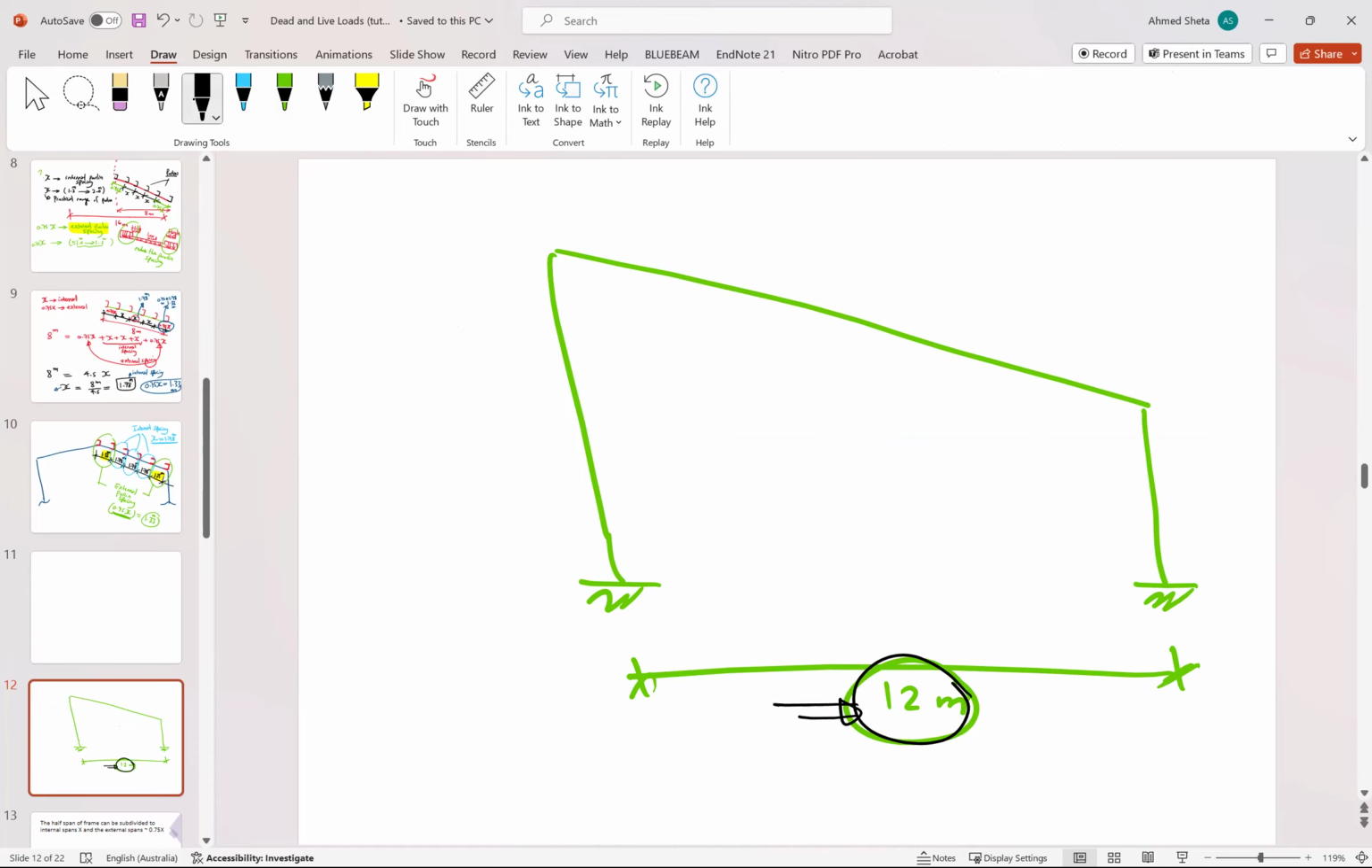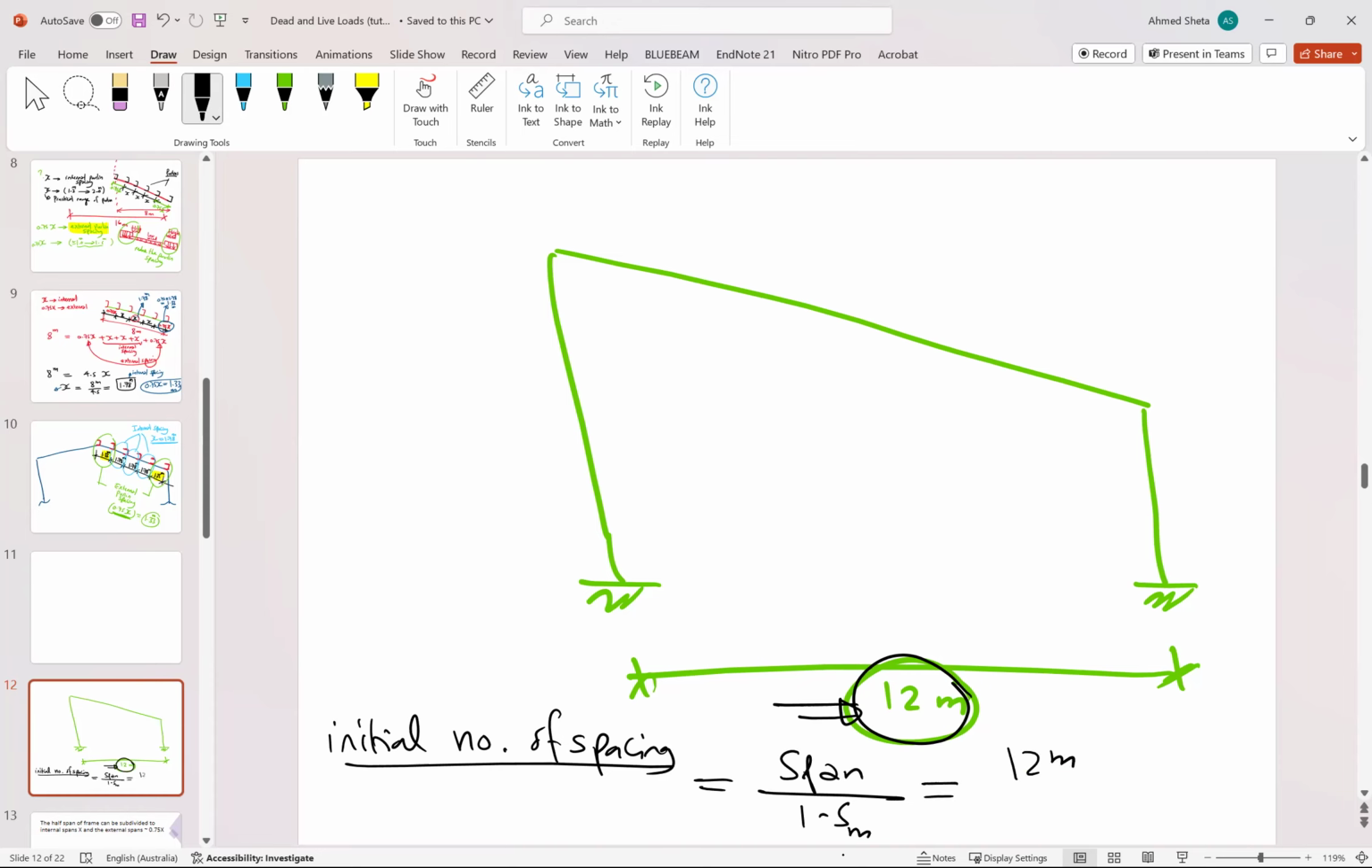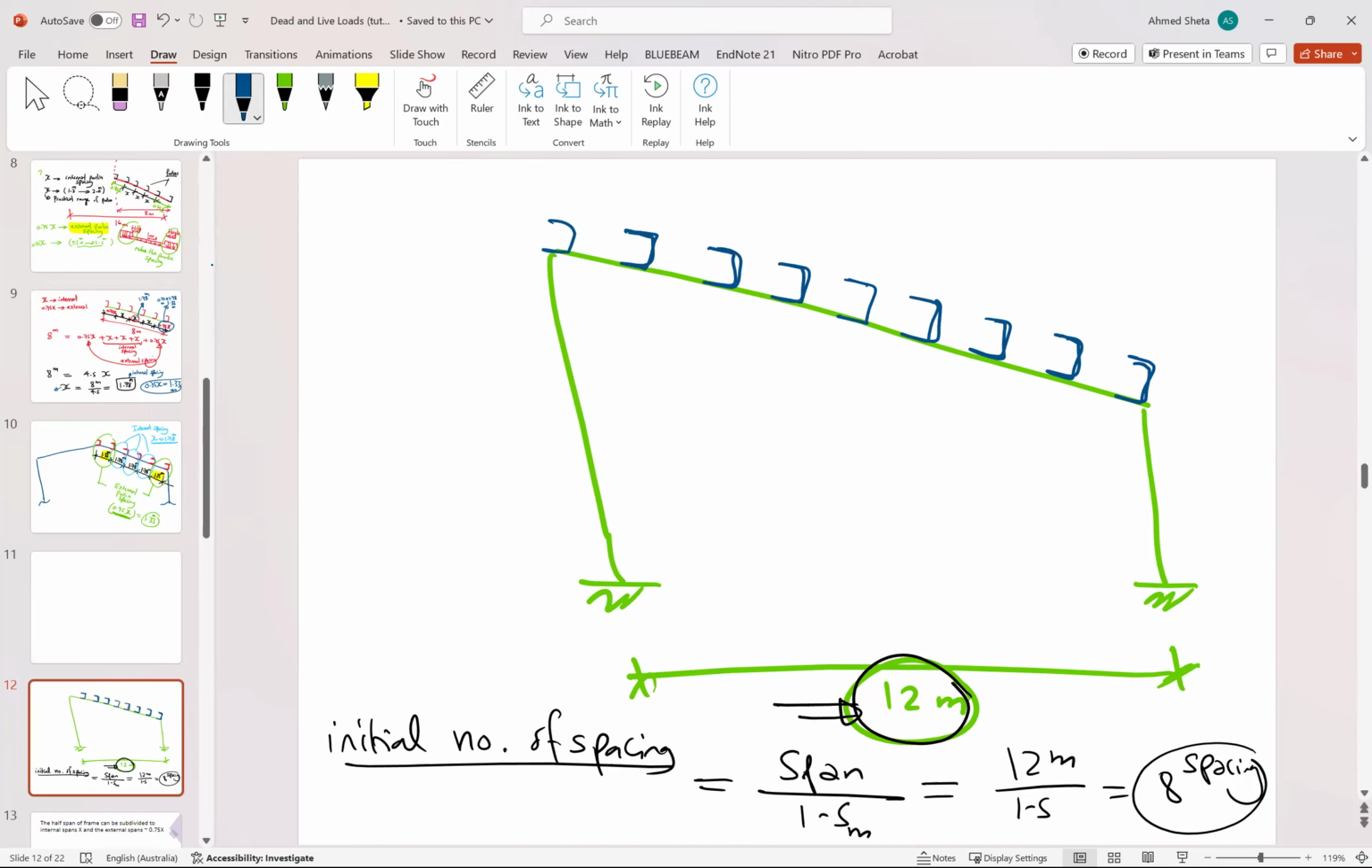Okay, how do we assume the number of purlins? We can use an initial number of spacings by dividing the span of the building over 1.5 meter. So how much is the span? 12 meter over 1.5, so it will be 8 spacings. So we will need 8 spacings. If I draw this here, I have 1, 2, 3, 4, 5, 6, 7, 8, 9.